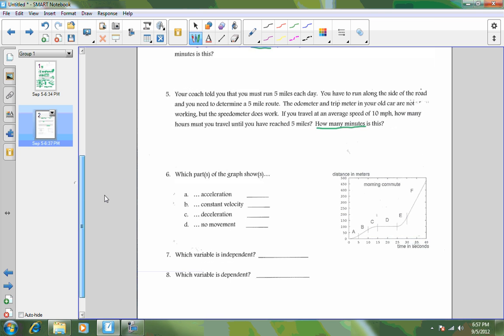Number 6, this image is in your notes. You can compare it to another image that's in your notes to figure out what's going on with this distance time graph and answer these questions. Notice there may be more than one part of the graph that applies to these situations. And on number 7 and 8, you need to determine which variable is the independent variable and which variable is the dependent variable. Remember your acronym, DRY MIX, to help you determine this.